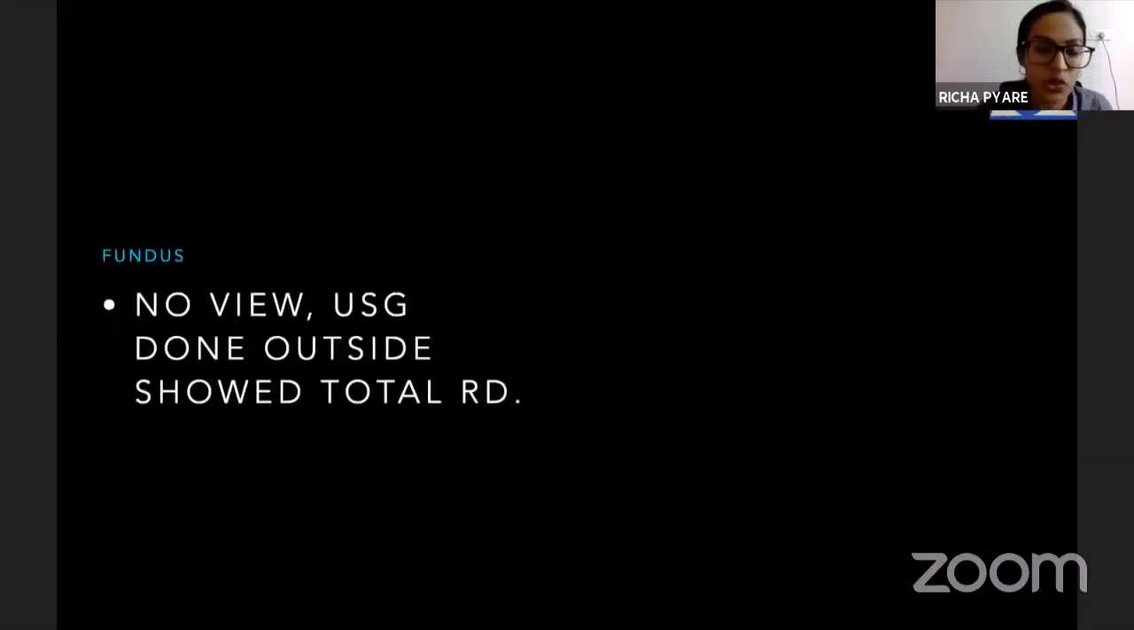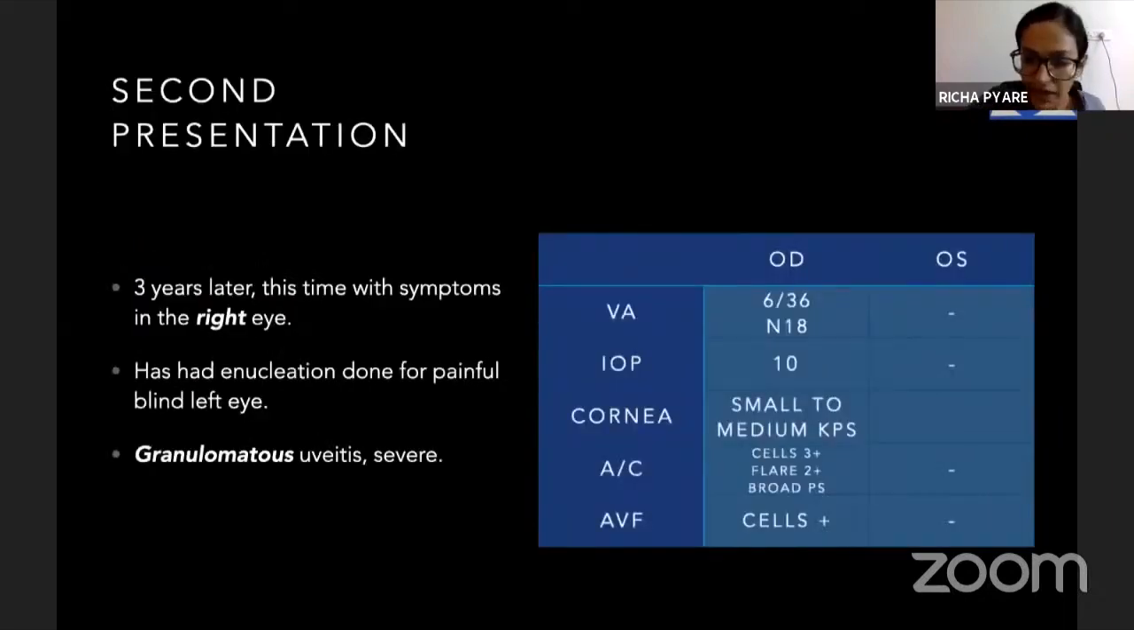Because the fundus could not be visualized, ultrasound was checked. It was done outside and showed a total RD. Now, at this point, we basically explained a nil visual prognosis to the patient for the left eye, prescribed protective glasses, and he went back to his native place. The second presentation was 3 years later, and this time he came to us with symptoms in the right eye. Vision had dropped from 6/6 to 6/36.